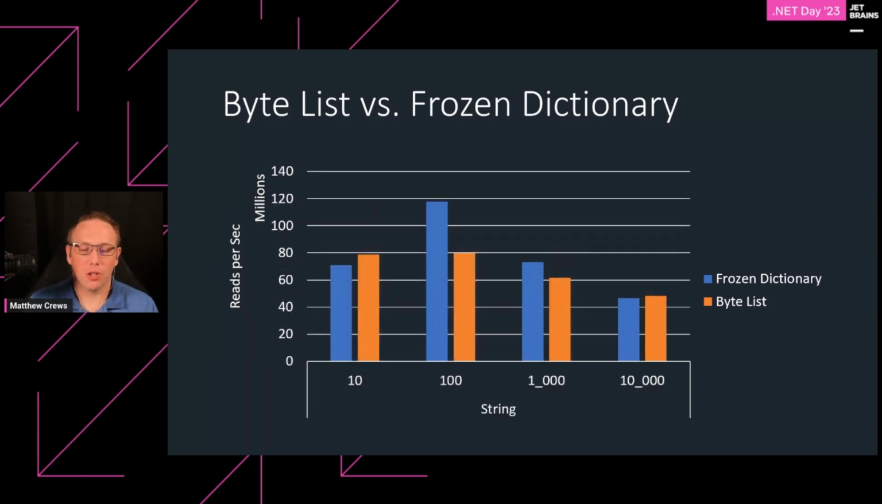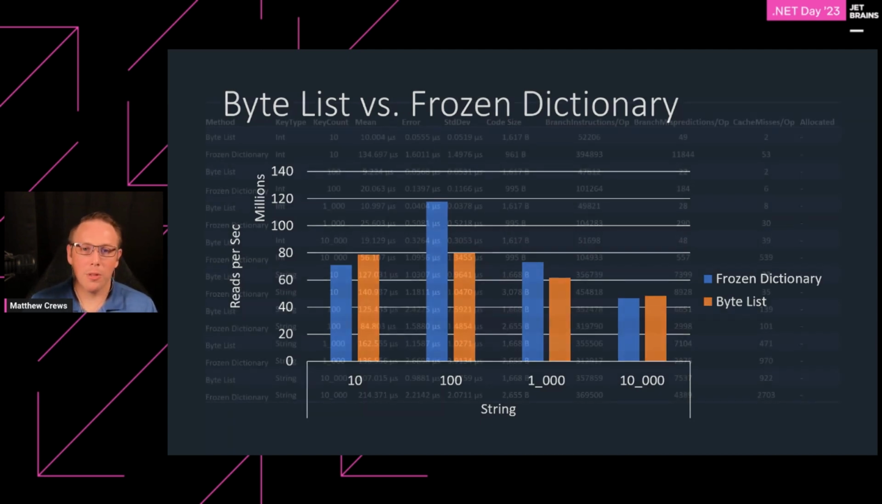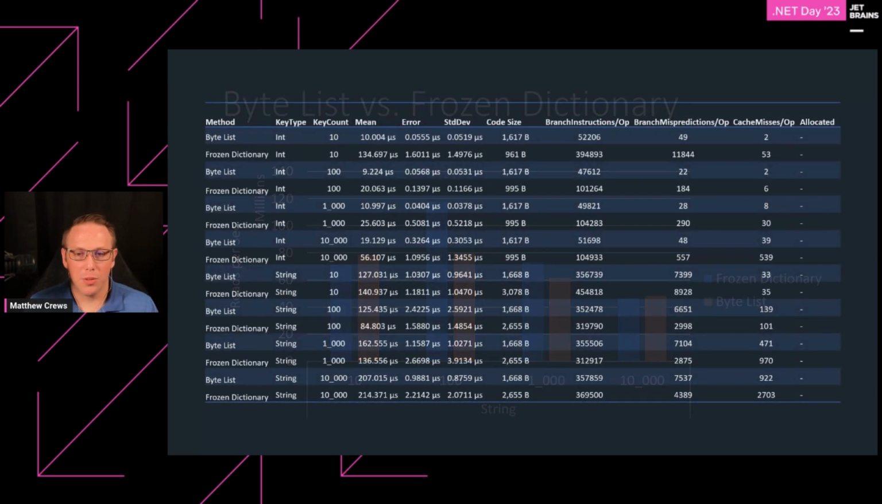When I compare it to string, though, things change slightly. Byte list is faster for 10 and 10,000 element dictionaries, but it is slower for 100 and 1,000. Okay, what are we going to do here? Well, again, we are guided by benchmarks. We're not guessing where the problems are. We're measuring where the problems are.